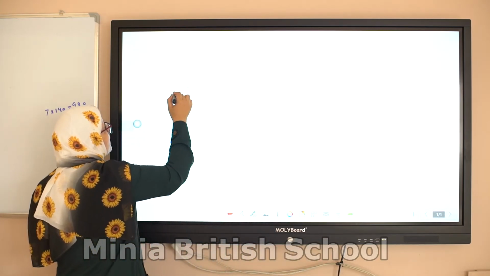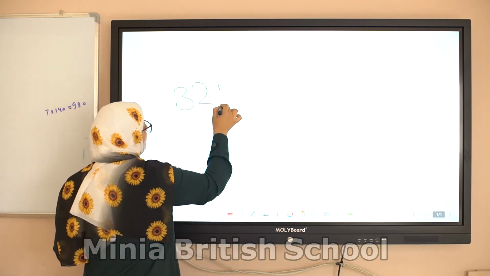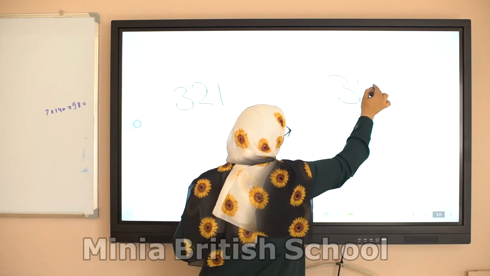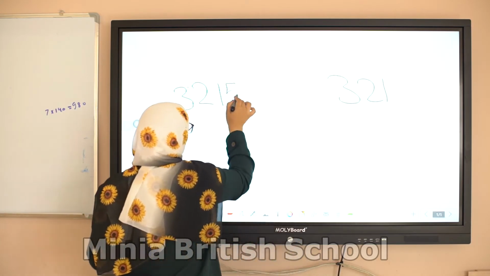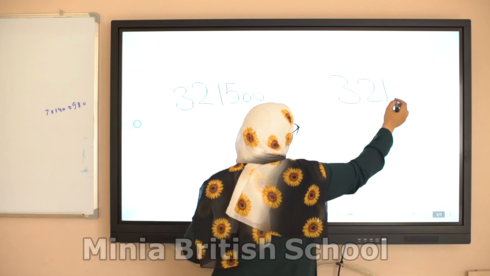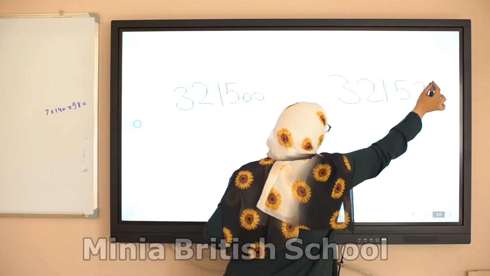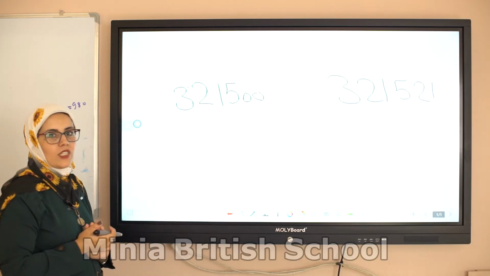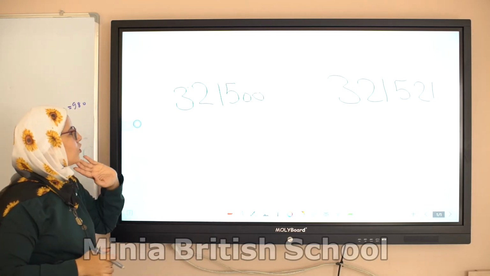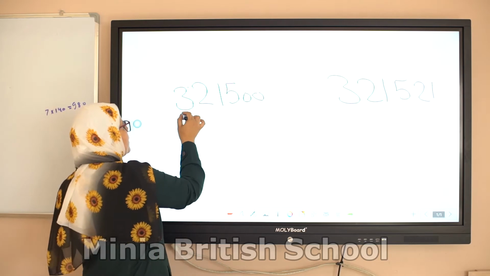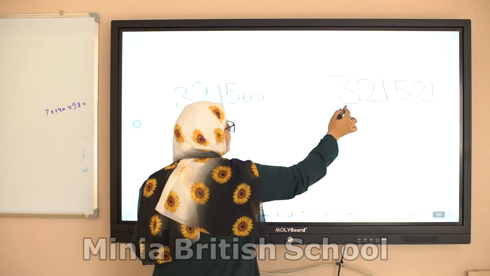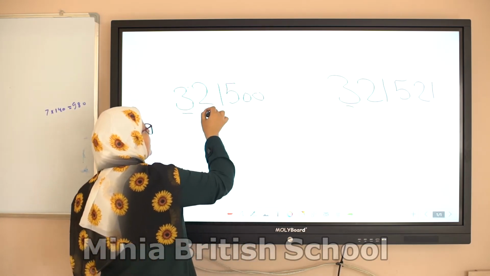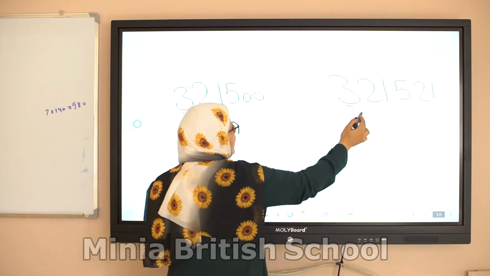If I have a number like this, 3, 2, 1, and here 3, 2, 1. Here 500, here 521. Okay, now I have two numbers. Each number consists of what? Of 6 digits. And here I will look at the first digit. Here 3 and here 3. So I will look at the next place value. Here 2 and here 2.